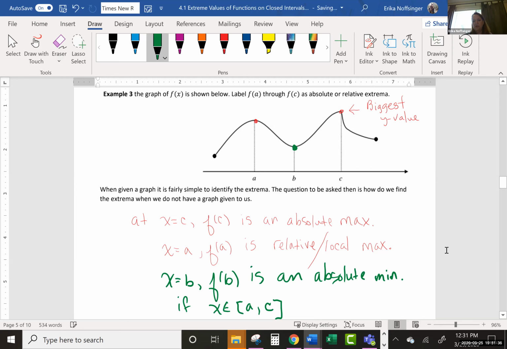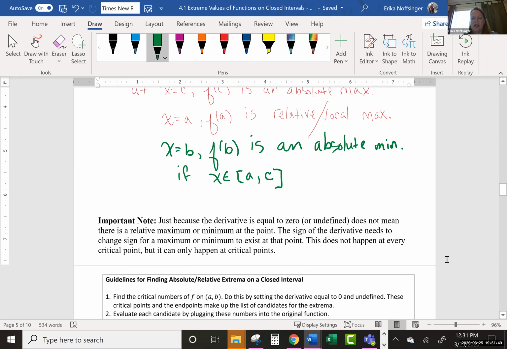Remember before, when we were taking the derivative, we saw that the slope was not always 0 when we had a maximum or a minimum value. That's important to remember. Just because the derivative is equal to 0 or undefined does not mean there's a relative max or a relative minimum at that point. The derivative needs to change signs for a max or a min to exist at that point. So this does not occur at every critical point, but it only can happen at a critical point.